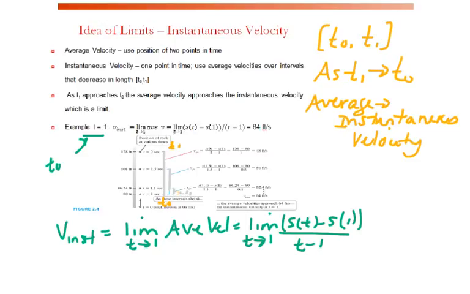Well, then how does the instantaneous velocity relate? Instantaneous velocity is the slope of the tangent line of the position curve. So let's look at this next.